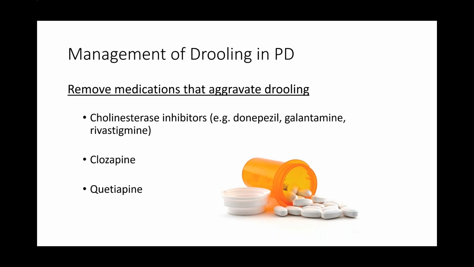Clozapine is an antipsychotic medication that is used in rare individuals with Parkinson's. Clozapine is a bit tricky to use because you have to have regular blood monitoring for your white blood cell count, and so it's not used often. But in people who have very severe dyskinesia or a very severe tremor, or hallucinations that haven't responded to quetiapine, clozapine can be very helpful. So it can be used, but it can aggravate drooling.